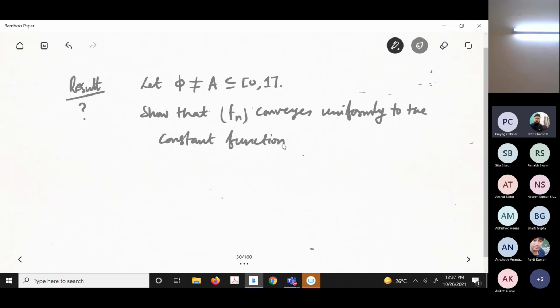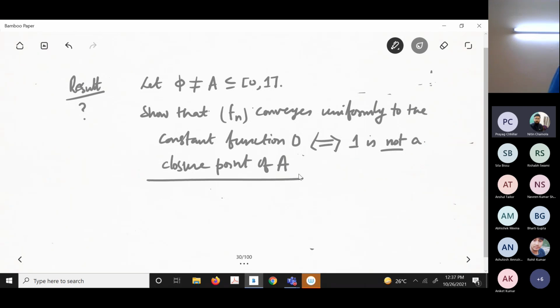if and only if 1 is not a closure point of A. There is also the notion of accumulation point, because it is a subset of the real line, a metric space. The problem is that 1 is a closure point of this set, so that's why the statement is wrong. You should be able to prove it. If you can prove it, send me the proof.